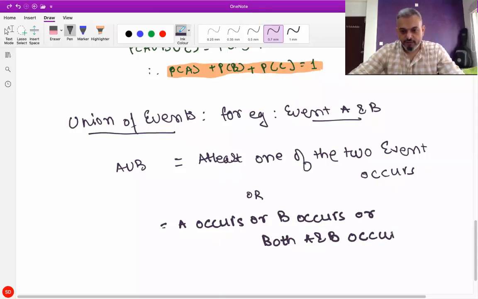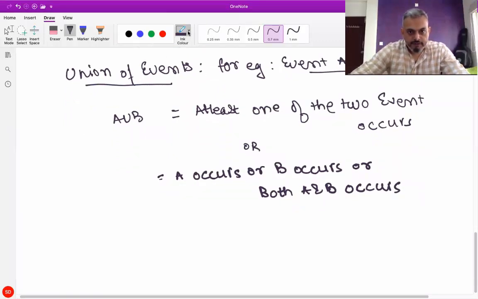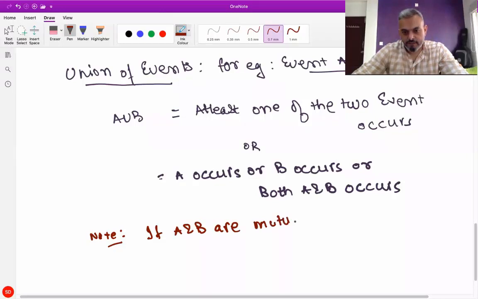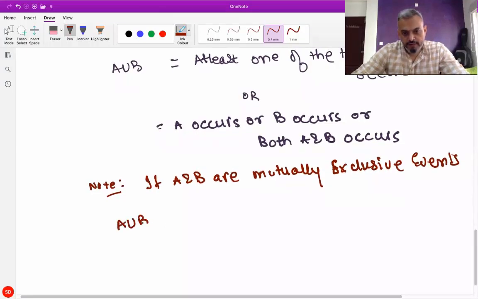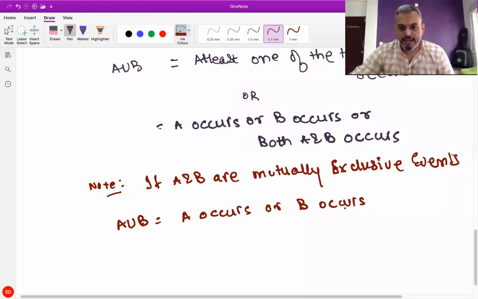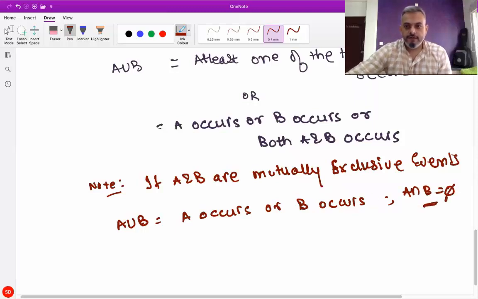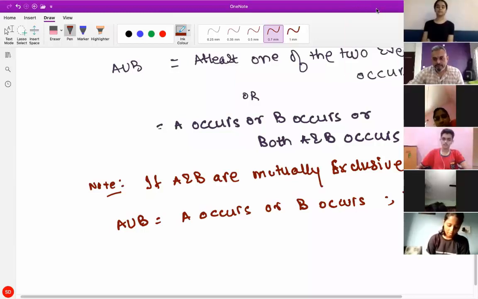Let me change the color of the pen. Now note, if A and B are mutually exclusive events, in this case, when do you use A union B, where A occurs or B occurs? अब यहां पे both A and B occurs नहीं आएगा. क्यों? क्योंकि A intersection B will be equal to null set. Is this clear? Concept?